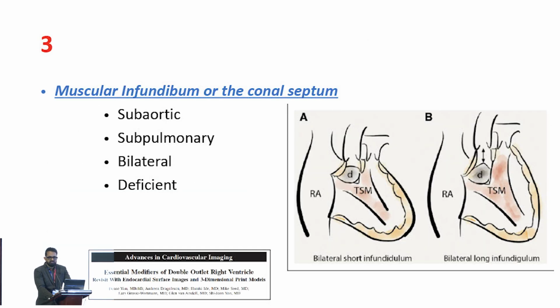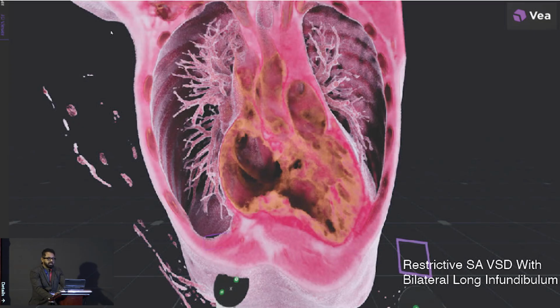The ventricular septal defect and the infundibulum also become important determinants. And here you can see a DORV with a very restrictive ventricular septal defect and long infundibuli. So here, if we wanted to repair it, this would require extensive enlargement of this ventricular septal defect and routing into the aorta. So you can make all these plans when you get such kind of immersive visualization of the anatomy.